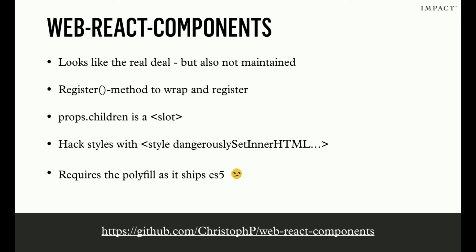It looks like the real deal. It seems to not be maintained. There's not a lot of activity on the GitHub issues, and it's not complete. It does work a lot like the other frameworks do. So it has a register method that wraps and registers your elements. For React, typically we have props.children, which is kind of like content projection. But props.children here is just a slot tag, which is a nice and easy way to get this working, but that means that we can't really have any default value, because you can't put anything inside of the slot tag because it's being fed this way. So if you want to use content projection, you should probably write the slot tag yourself.